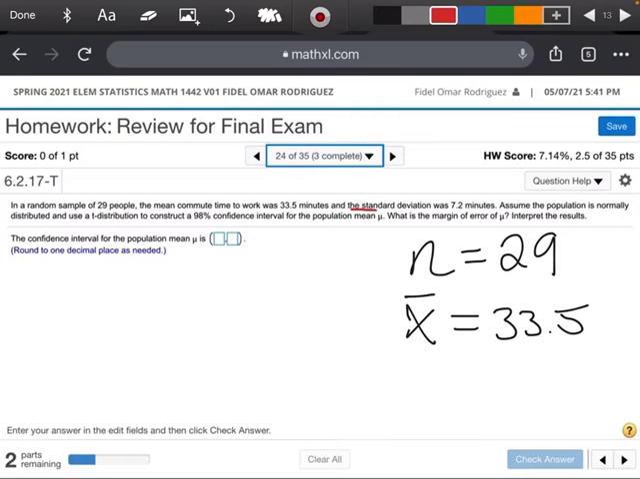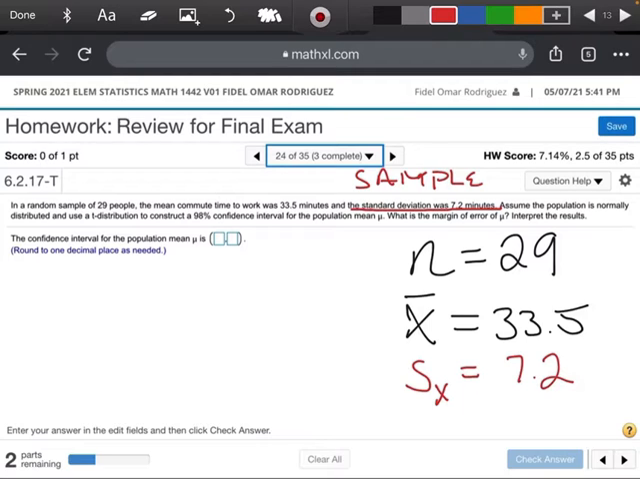So one thing I want to mention here, y'all, since it does not mention population standard deviation, it just says standard deviation, I have to assume that they're referring to my sample standard deviation. So this is my SX, okay? And this is going to be 7.2.